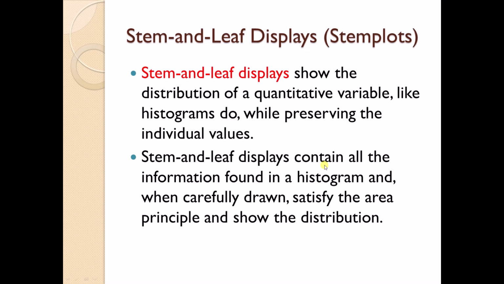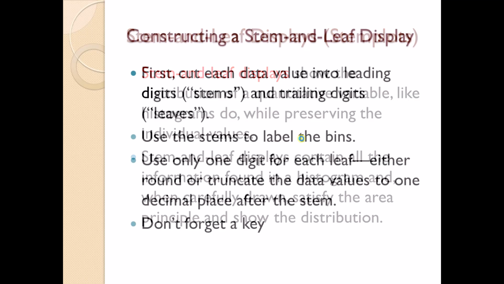Now, stem and leaf graphs are a little bit different. They're going to show the distribution of a quantitative variable like histograms do, and we'll get to histograms, but it preserves the individual values. You'll see the data. You can recover the data just by looking at it. It's going to satisfy your area principle when you show the distribution. So let's see what we have next.